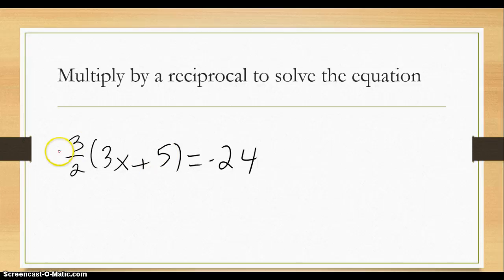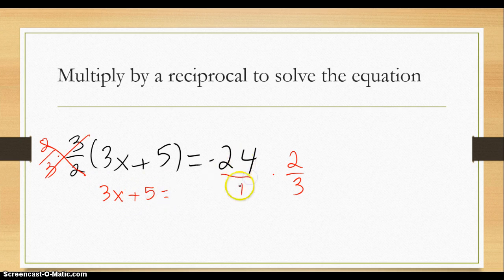So what we want to do is we're going to get rid of the fraction first. So we're going to multiply the left and right side by the reciprocal. So that crosses off that side. We are left with 3x plus 5 equals, well, now we have negative 24 times 2 over 3. Well, we can reduce this here. So negative 8 times 2 is negative 16.